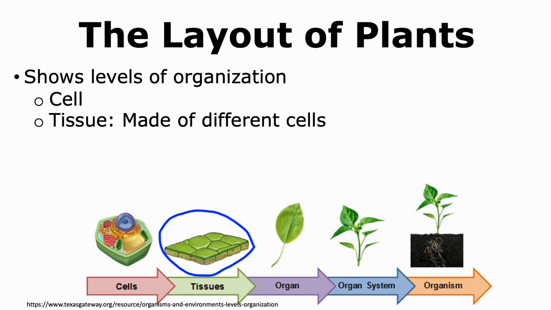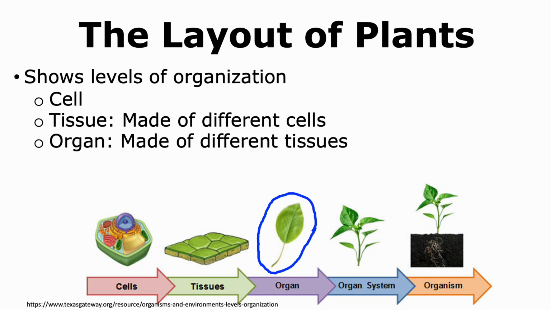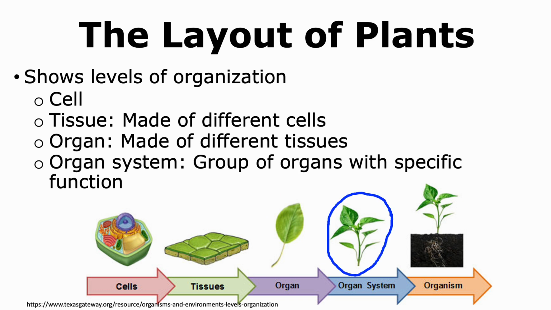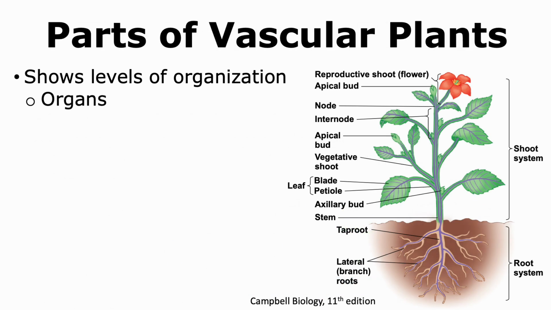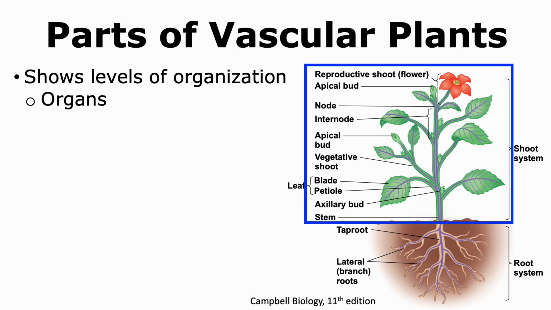The tissues then come together to give rise to organs like leaves or roots. Different organs come together to form an organ system like the shoot system or the root system. And finally, the organ systems work together to form the organism, which is the plant. The root and shoot system of plants are made up of organs.